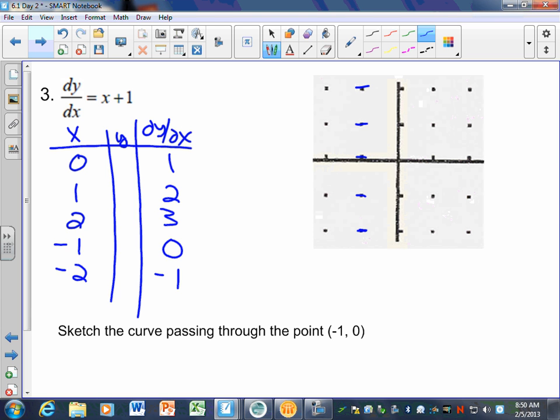And remember, x's go up and down, so we're going up and down this time, right? Where you guys are going side to side. When x is 0, that would be the y-axis. Your slope is 1, so that would be like this. When x is 1, your slope is 2, so it's getting steeper.